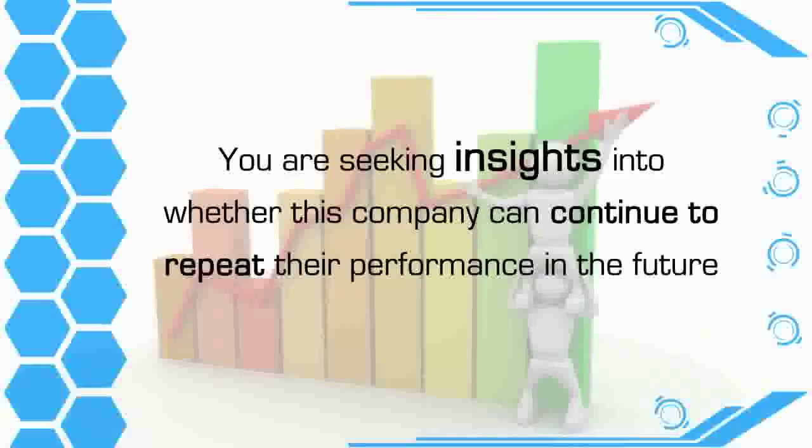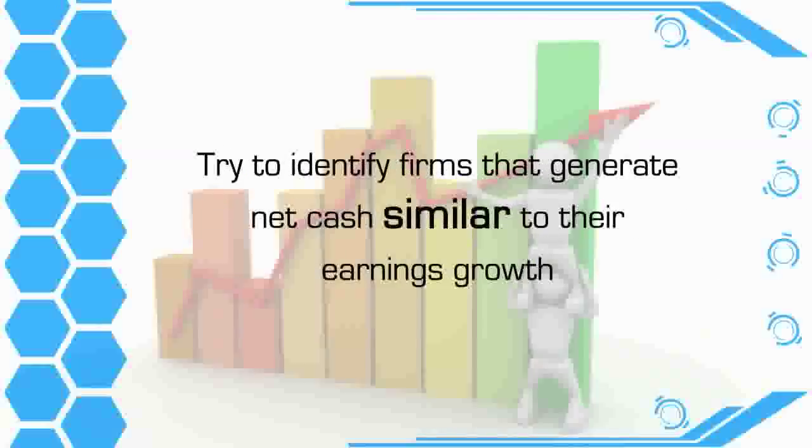We talked about operating cash flow EPS. The highest quality earnings go straight to the bank. Try to identify firms that generate net cash similar to their earnings growth. That is an indicator of genuine financial strength and quality.